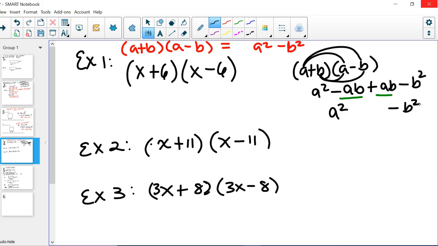So go ahead and take some time and write this identity out. A plus b times a minus b equals a squared minus b squared.